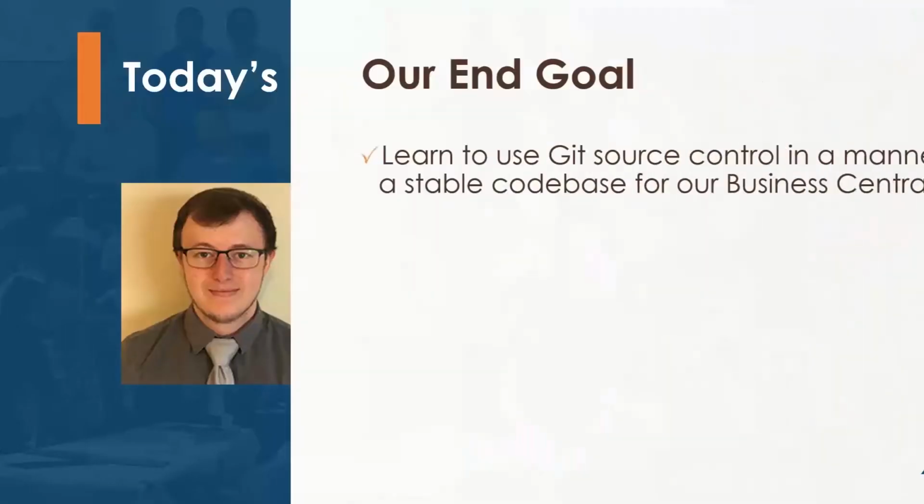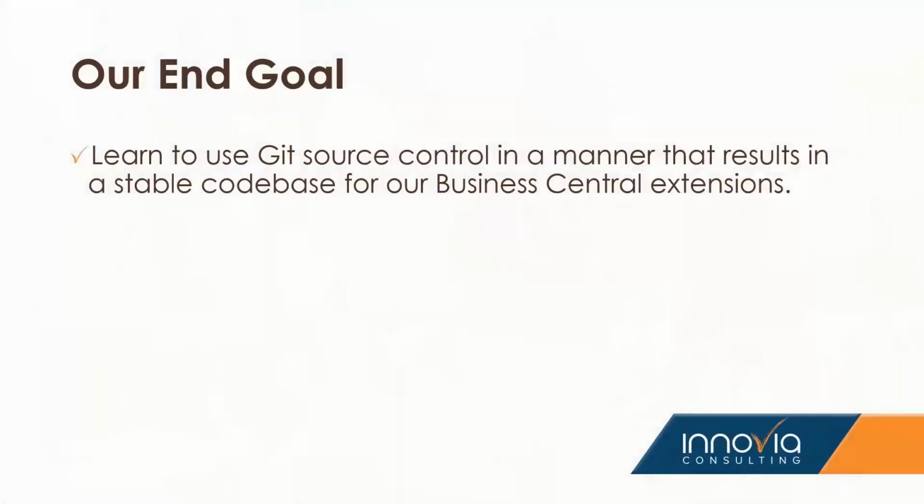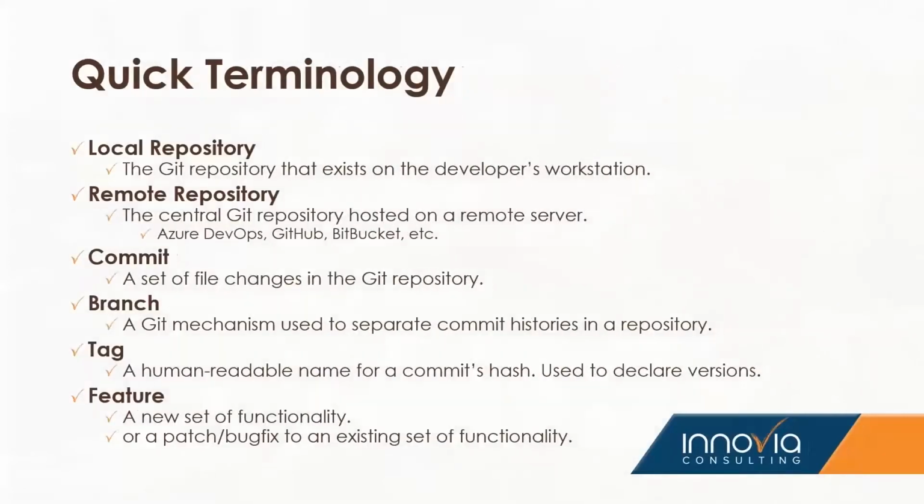Okay, so our end goal today is to learn to use Git source control in a manner that will result in a stable code base for our Business Central extensions. And this can apply to any other kind of program. It doesn't even have to be a Business Central extension. Could be for anything. But let's go over some quick terminology here.